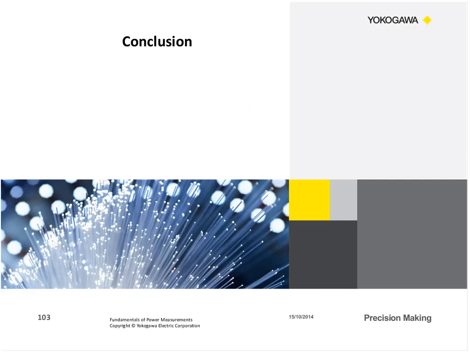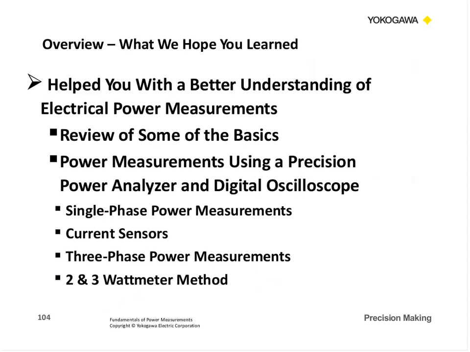So in conclusion, I hope we've helped you with your better understanding of your electrical power measurements. We've started with a review of some of the very basics, looked at the power measurements using the precision power analyzer, and then also with the digital scope. We looked at single phase, looked at some current sensors, looked at the three phase, remember the 2 and 3 wattmeter method.